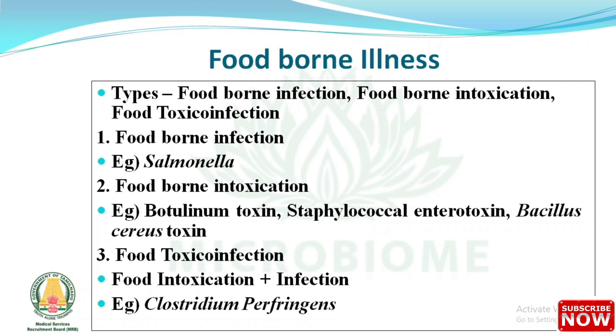And second, foodborne intoxication. Here it is caused by consuming food containing toxin, or bacteria that grow in the human intestine and produce toxins. Examples for foodborne intoxication are botulinum toxin, staphylococcal enterotoxin, and Bacillus cereus. And finally, food toxicoinfection. Here, both intoxication and infection. So the example is Clostridium perfringens.